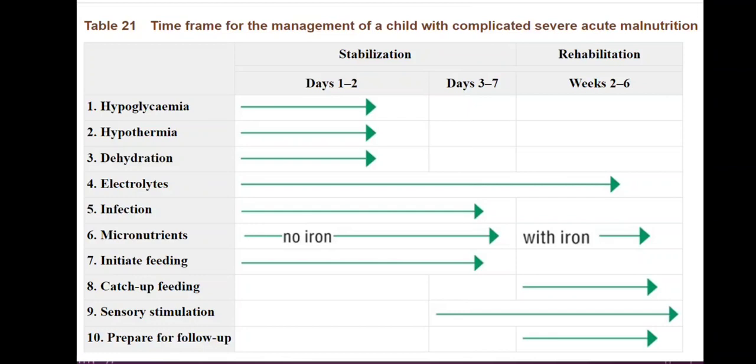So the management of severe acute malnutrition consists of treating and managing hypoglycemia, hypothermia, dehydration, electrolytes and infection. This starts from day 1 and goes all the way through the stabilization as well as the rehabilitation phase. Then management of micronutrient deficiency. In the first week when we're replacing micronutrients, we do not give iron. We only start administering iron from the second week.